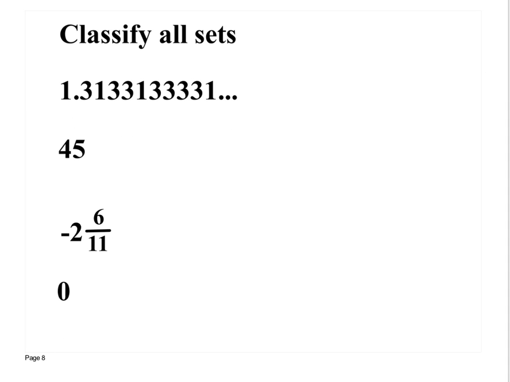All right, write this down. Another part of your homework today is going to ask you to classify all sets of numbers. It's going to ask you to identify as a whole number, a rational number, an integer, or irrational. So that's what we're going to do. Classify 1.31, 331, 331. Okay, Alan, what is it? Irrational.